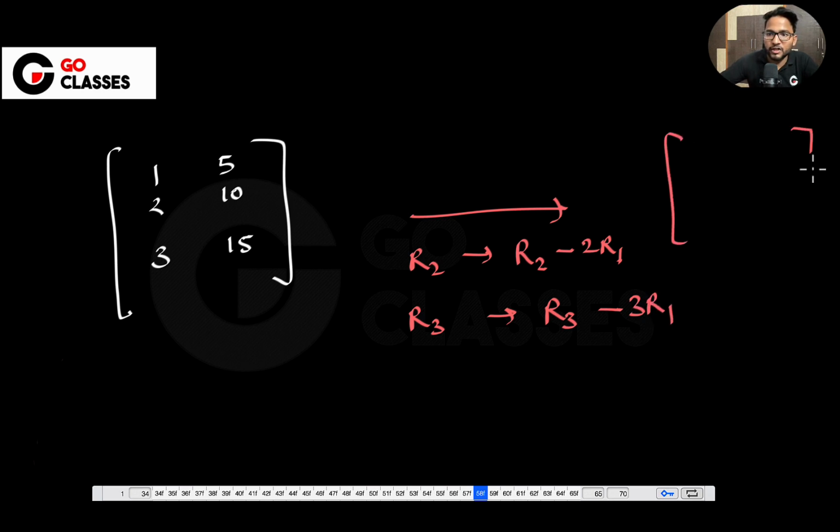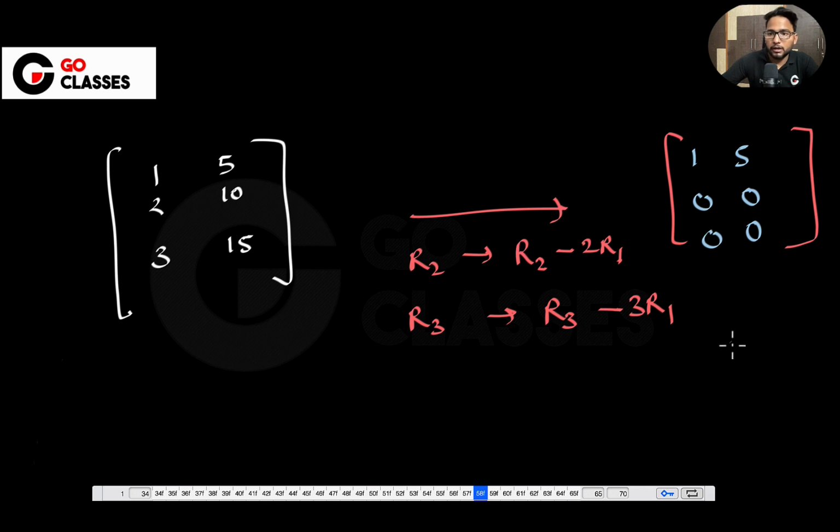Now from here you will be getting 1, 5. And then if you replace R2 minus 2 R1, then you will be getting 0, 0. R3 minus 3 R1, you will be getting 0, 0, right? So these are the things that you will be getting.